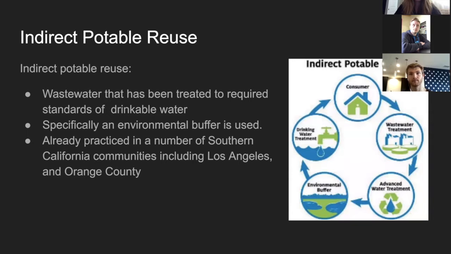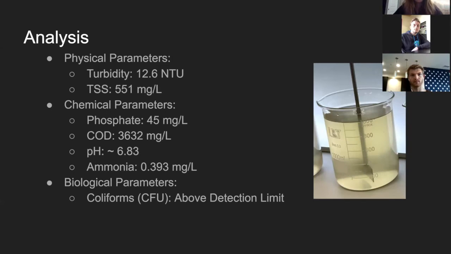Indirect potable reuse is the reuse of wastewater for the purpose of drinking, and specifically this wastewater has gone through an extra treatment, which is typically an environmental buffer. This could be percolation through a wetland or sand filtration. This indirect reuse reduces the import demand of potable water to an area because it typically keeps that water in a local aquifer.